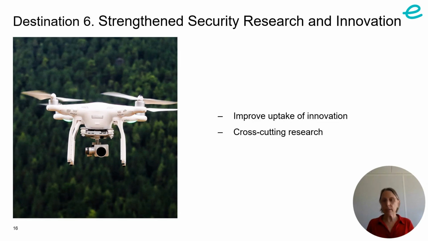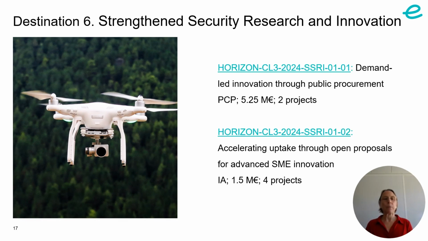Then we move to destination 6, the last destination, entitled Strengthen Security Research and Innovation. It's a cross-cutting destination with the aim to improve uptake of innovation and make really cross-cutting research. And there are 2 open topics. The first one on demand-led innovation through public procurements. Here you should identify gaps and launch the pre-commercial procurement. And the second topic is entitled Accelerating Uptake Through Open Proposals for Advanced SME Innovation. And it's to accelerate the uptake of innovations by SMEs.